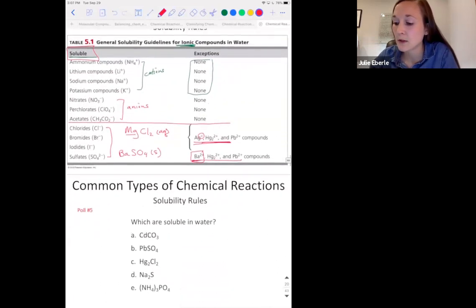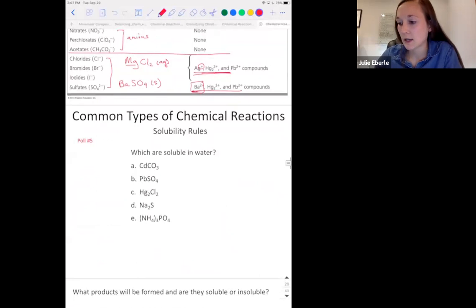You'll have this table. Let's see how well you really understand it. I'm going to pull up our first poll, and I want to know, are these compounds soluble in water or not?